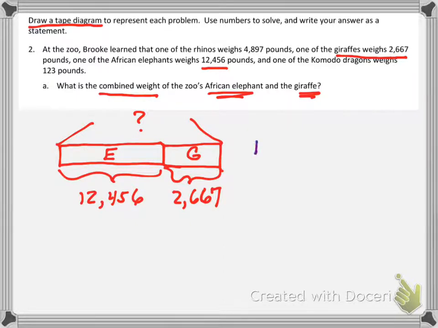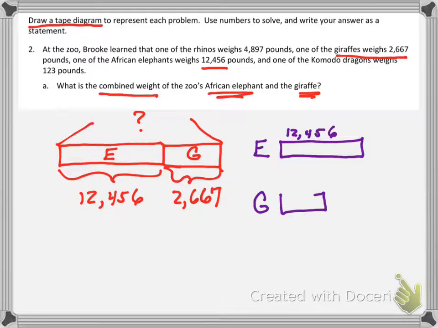Now here's another way of doing it. This is something that they do in Singapore. You have an E for elephant and a G for giraffe, and next to the elephant you're going to have a tape, and that one is going to equal 12,456, and the giraffe is going to be a little bit smaller, and this one is going to be 2,667. And then we make a little bracket to say all these two tapes, the combined weight, is equal to this, and that's what we need to find.